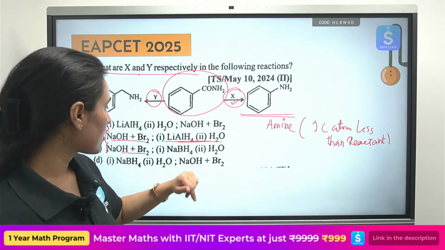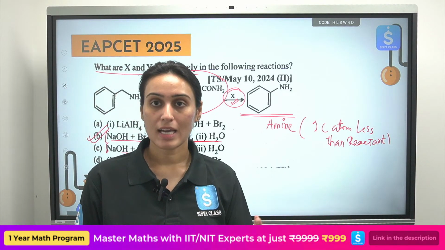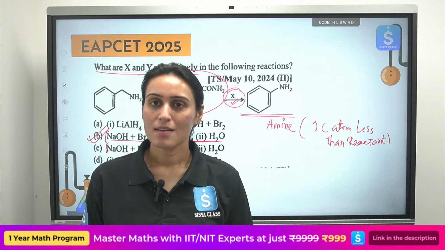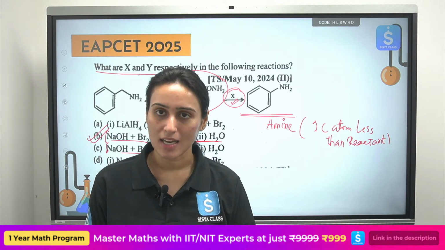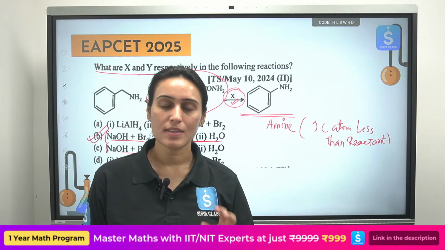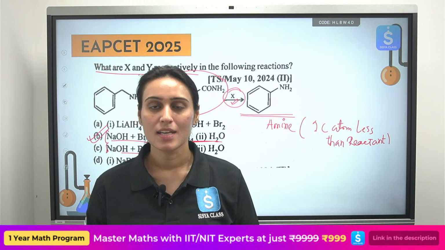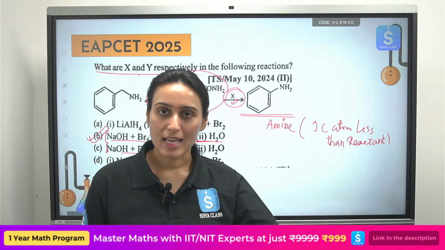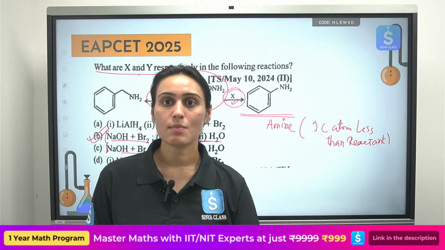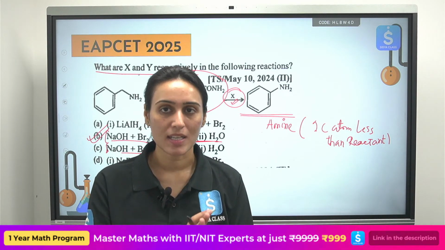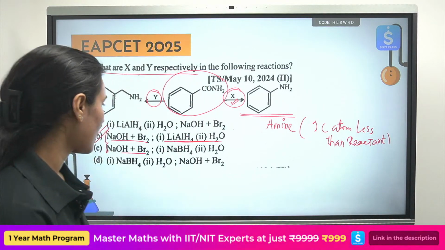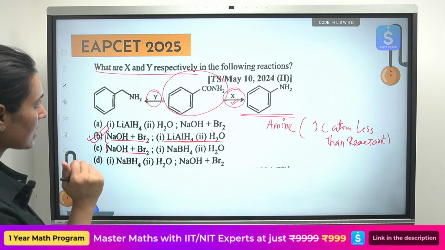Why are we not using sodium borohydride? Because sodium borohydride only reduces aldehydes and ketones. It is not that strong that it can reduce your amide. So it is specific for aldehydes and ketones. Please don't use NaBH4 everywhere. Strong reducing agent is lithium aluminium hydride. Okay. So your correct answer is option B. Let's see the next question.